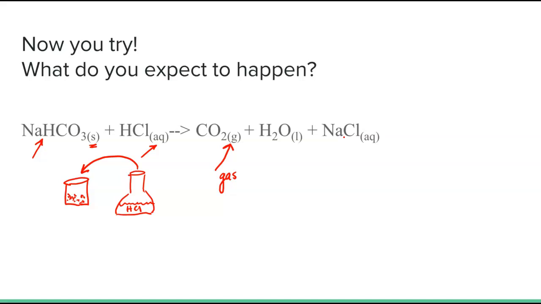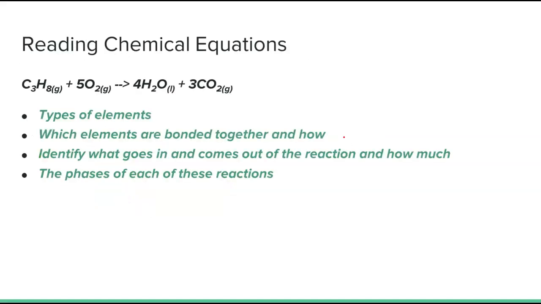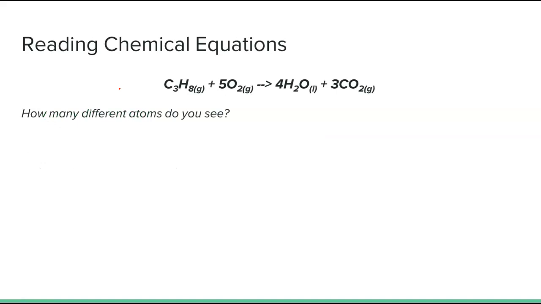So let's take a moment to actually break down a chemical equation. We're going to be using this chemical equation that I have right up here, and I'm going to discuss the type of elements you're going to find, which elements are bonded together and how. I'm going to identify what goes in and comes out of a reaction and how much, and the phases of each of these reactions. So get your notes ready and let's get started.